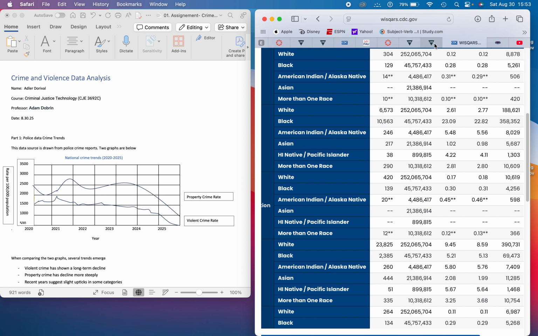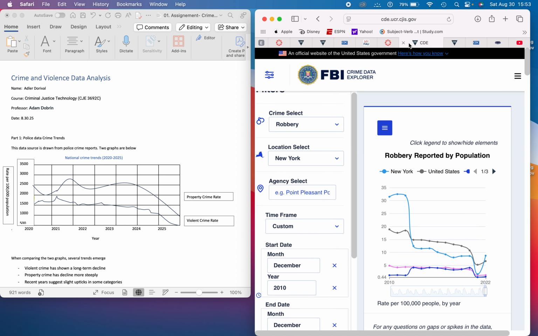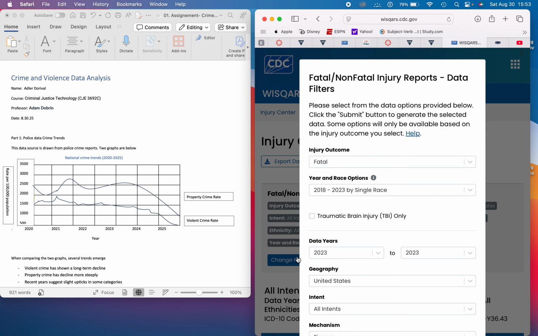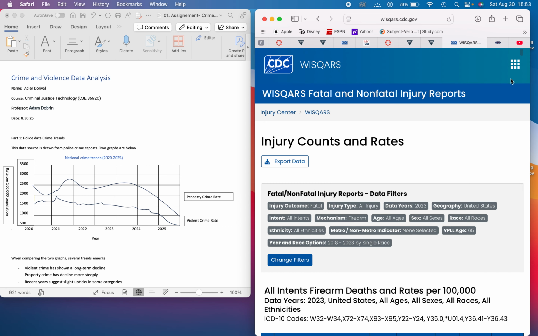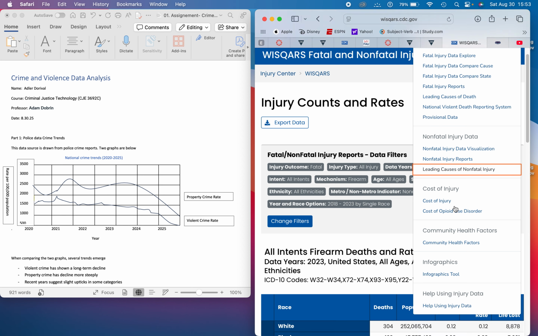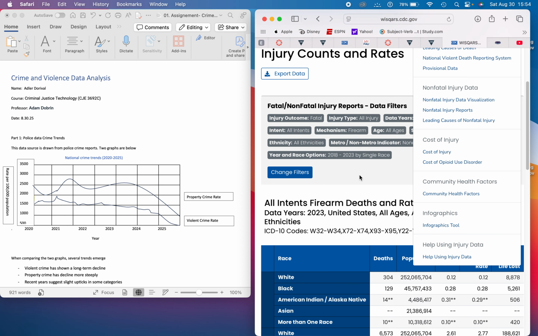Then again, like I said, everything's in here for you if you need to check, and those websites are really good. The FBI, they have everything in here, and you got the CDC, and they got everything in here. All you gotta do is just manage it. If you're looking at fatal injury data, explore, compare them, injury report, leading cause of death, everything's in here. Cause of injuries, it's a good tool. I'm glad this was brought to me, and this is a good tool.